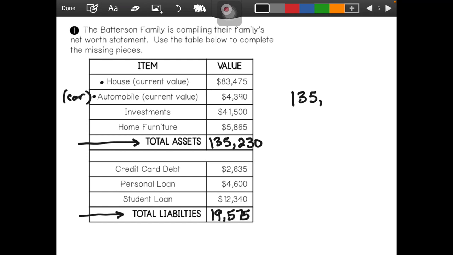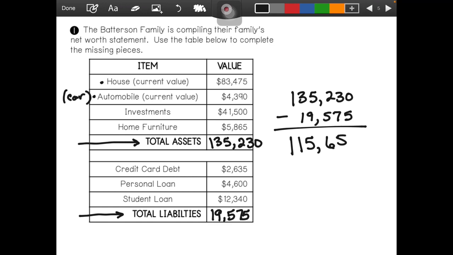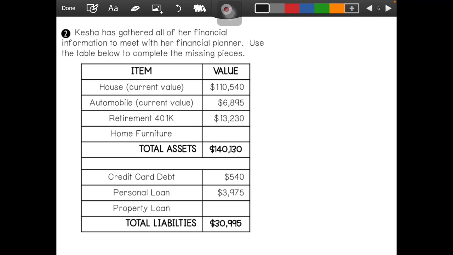So $135,230 minus $19,575. Line those up, and it just becomes a very simple subtraction. So I'm going to subtract those, and I'm going to get $115,655, and that is my net worth. All right, we'll do one more.